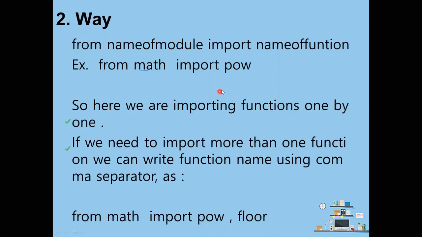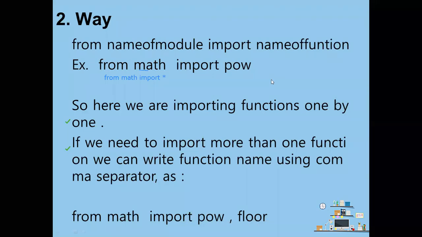Okay, at the same time, that can also be achieved using this syntax. Suppose you have to import all the functions of the math module without using import math. You have to use the syntax from math import star, then it will import all the functions which are inside the math module. So this is the alternative for import math. Here we are importing functions one by one. If we need to import more than one function, then using the comma operator we can import. For example, in the last statement you can see that from math we have imported two functions, pow, floor. You can import more than two functions also. So let us move to the next and see its example.